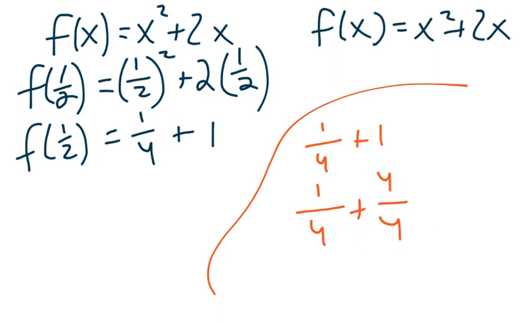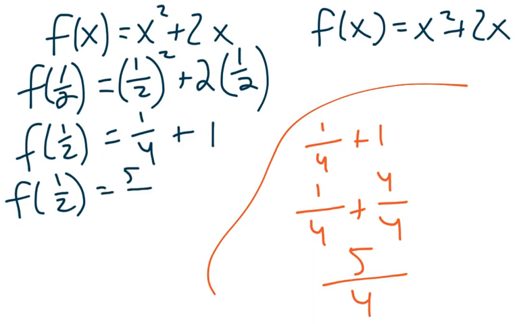And now when you add them, you add the numerators and you hold the denominator constant. So 1 plus 4 is 5. And we hold the 4, so 1/4 plus 4/4 gives us 5/4. And so my final answer here would be 5/4. Now you do have some other options there.